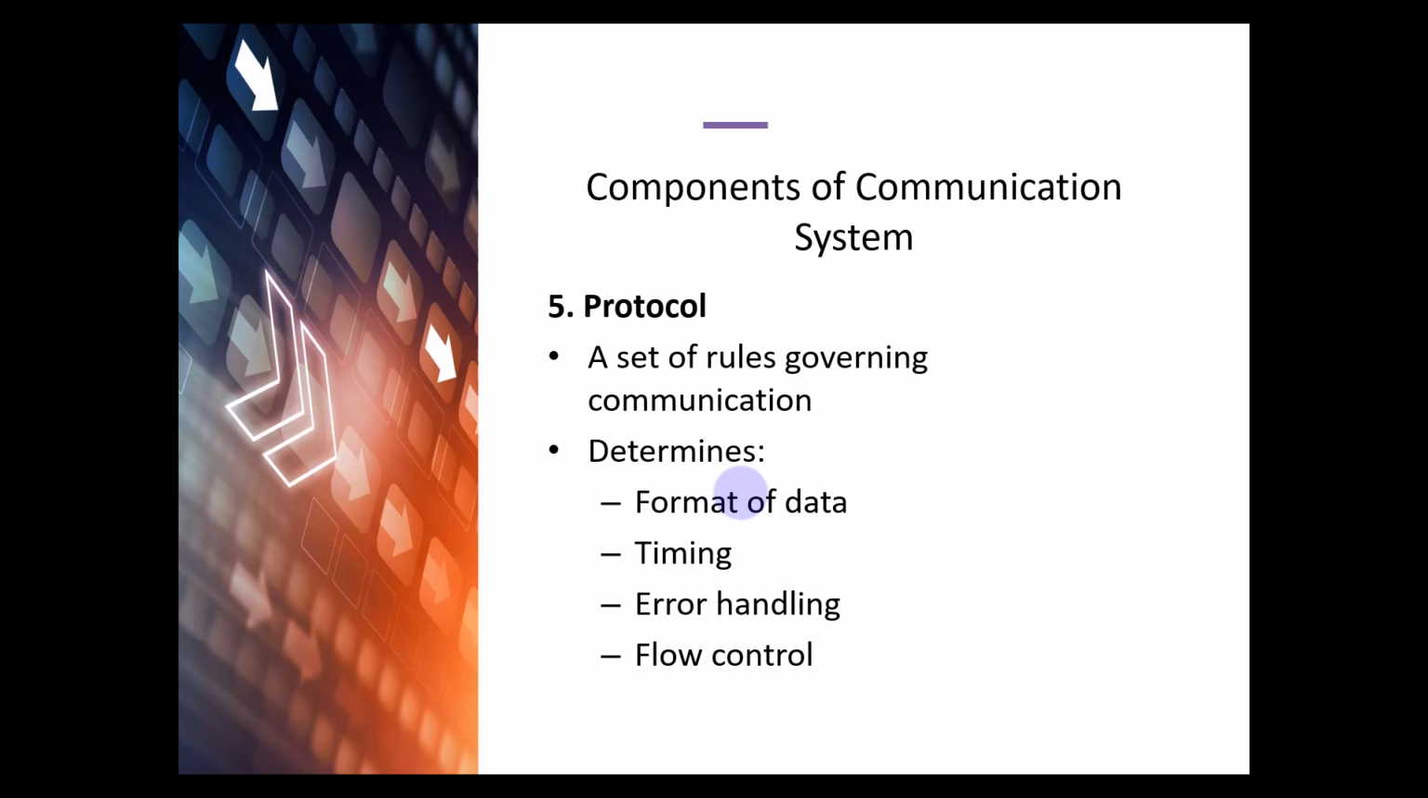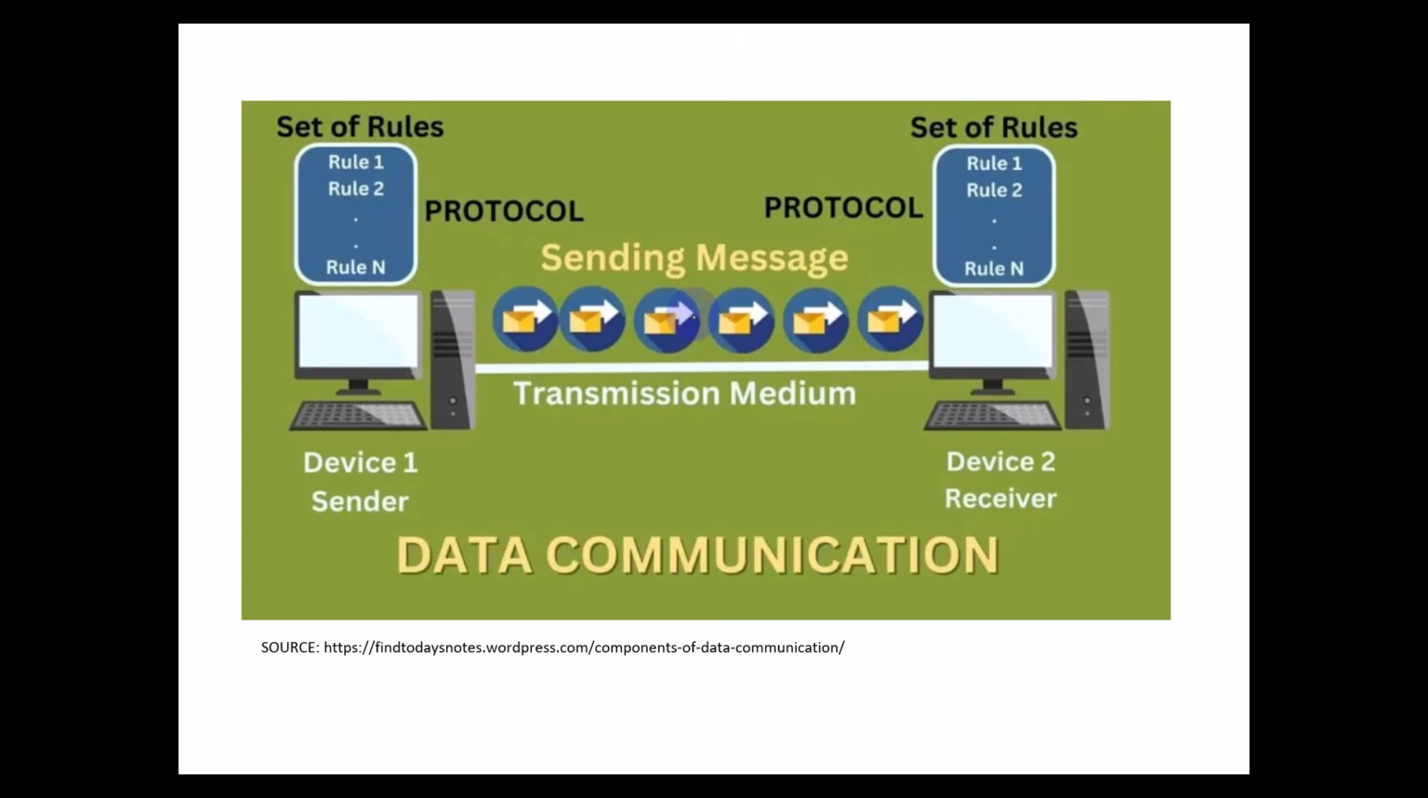So these are the 5 components of a communication system. The basic components, there are 5. That is what we've looked at. Now, this picture portrays how protocols work. So device 1 and device 2 have a set of rules and they agree on this set of rules, that this is how we'll communicate, before the communication starts. So in the communication system, before communication starts, the rules are already agreed, the protocols are in place, and then data can flow.